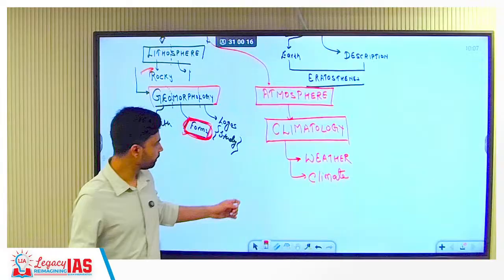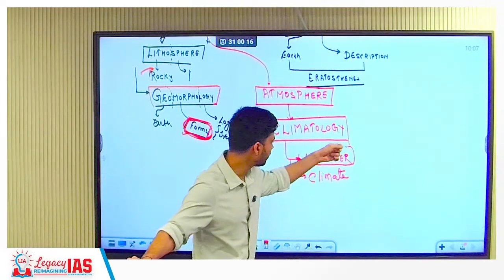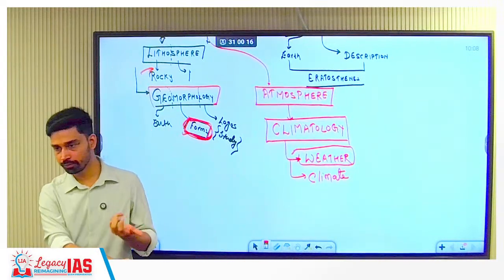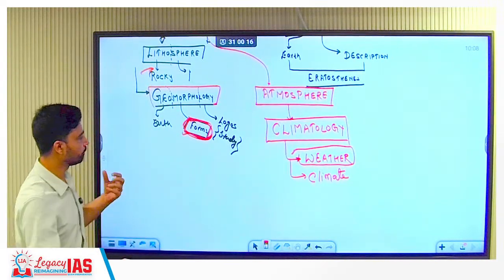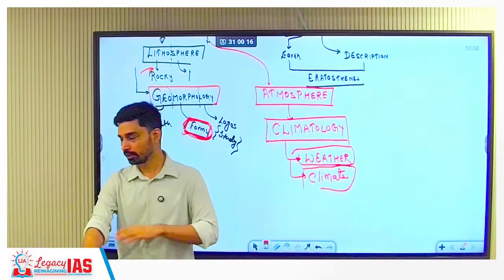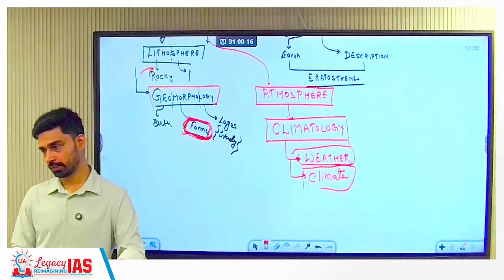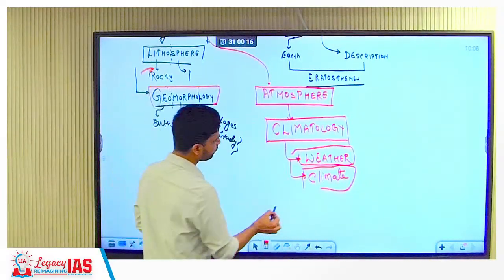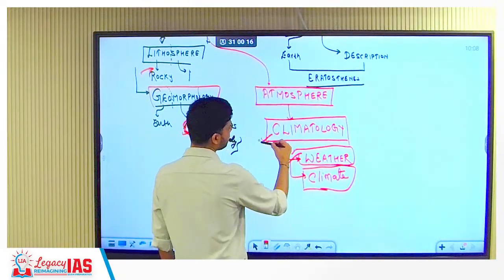If you are measuring it and defining it over a short period of time, what do you call it? Weather. So you can say that today outside we have cloudy weather or sunny weather, or windy weather. Climate on the other hand is the measurement of the same parameters, but over a long period of time, more than 50 to 100 years. So that is the difference. We will try to understand both weather as well as climate.